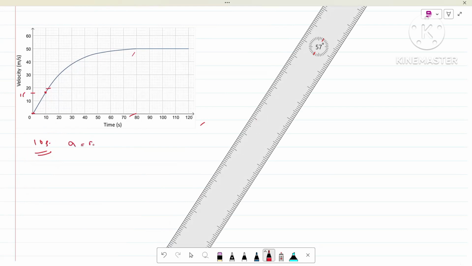So acceleration is change in speed by change in time. It will be 16 minus 0 divided by time, 10 minus 0, it will come to be 16 by 10. That is 1.6 meter per second square.